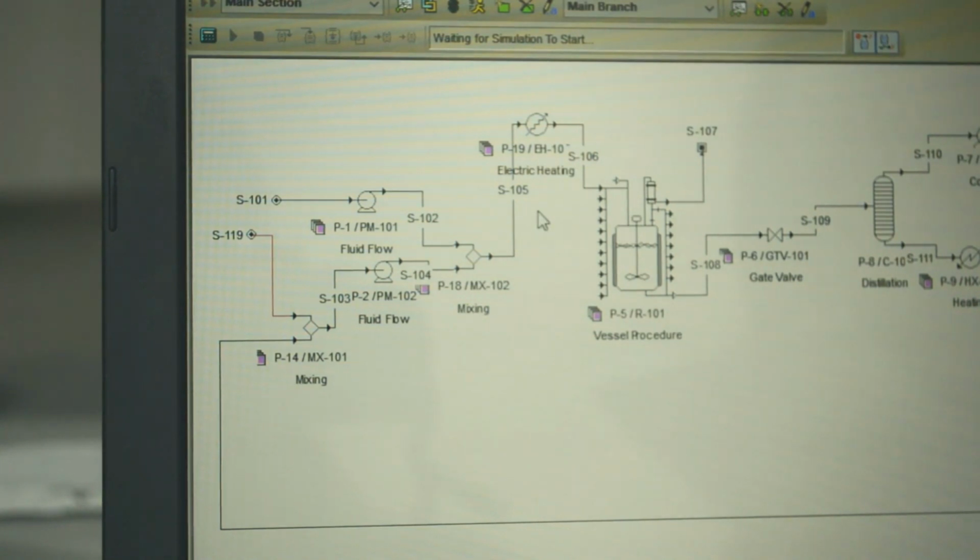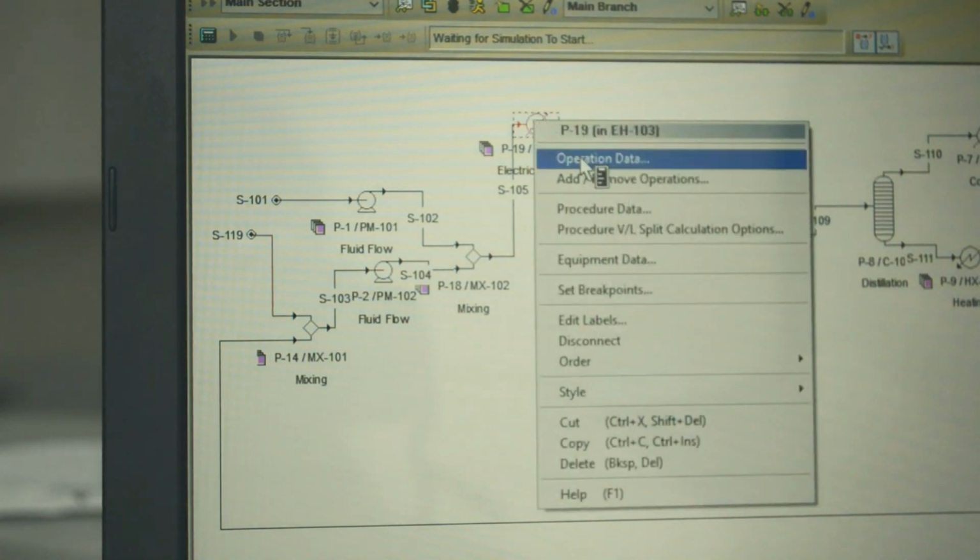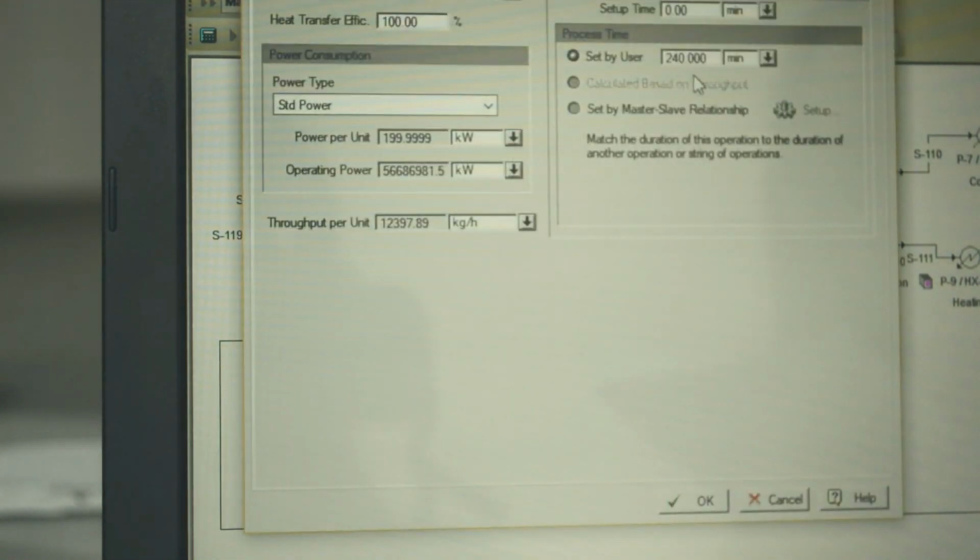Then S105 was placed in the electric furnace. It took 240 minutes to reach the desired temperature, which is 575 Kelvin.